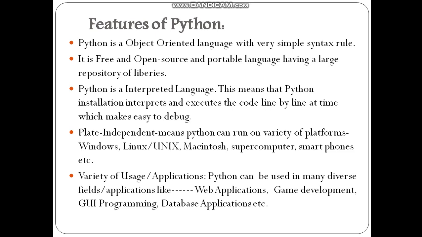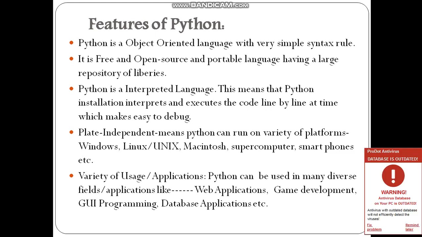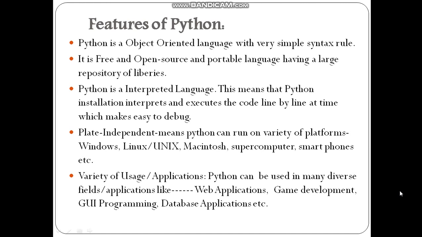Okay, now it is free and open source. Free means you don't have to purchase it with some amount of money to use Python. You can easily download it from the internet, and it is open source. Open source means whose source code is available. Now what is a source code? When you write any program, that code after writing a program is known as source code. That source code is easily available, and we can also see the source code and do certain modifications with it.